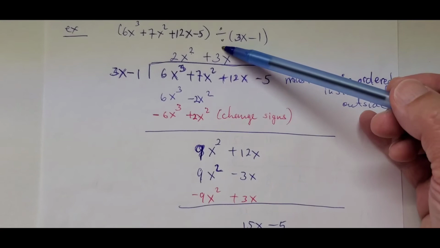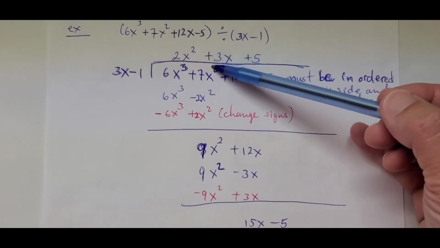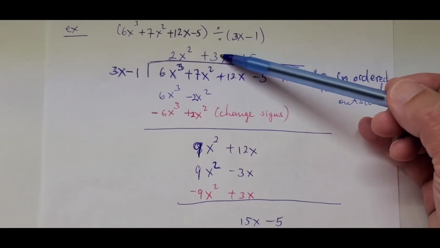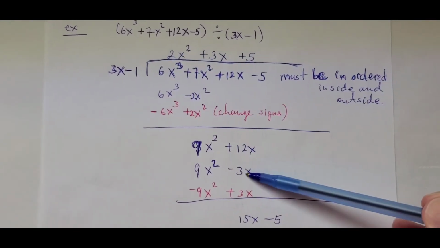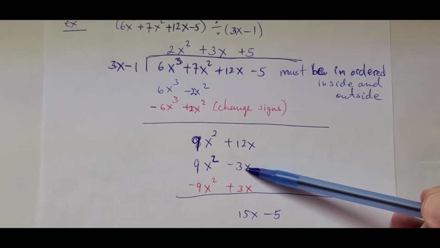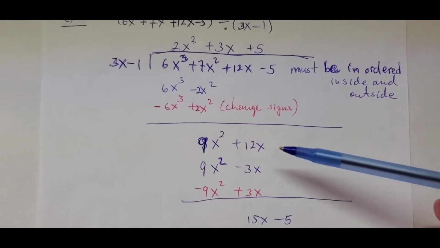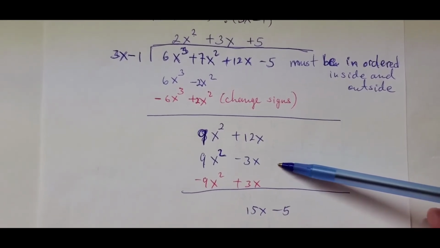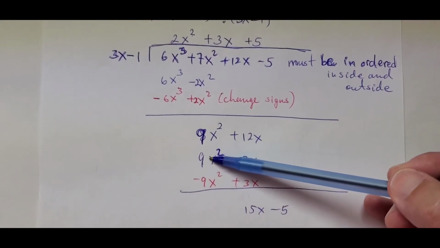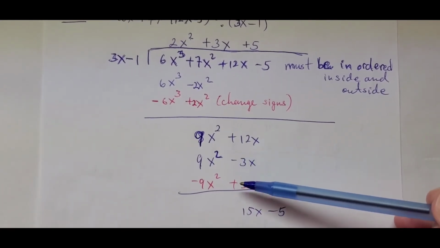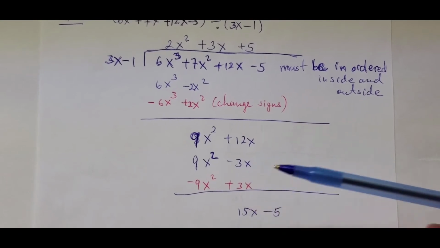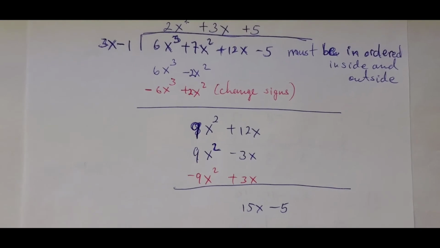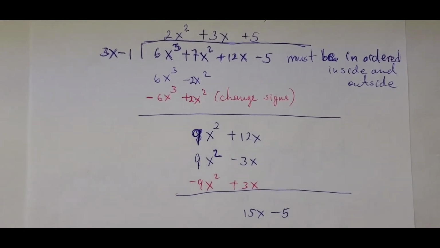So one more time. 3x right here times 3x is 9x squared. 3x times -1, -3x. Okay? Again, after you multiply, remember to change the sign. So plus becomes minus, minus becomes plus. Why do we change the sign? So that we can cancel.